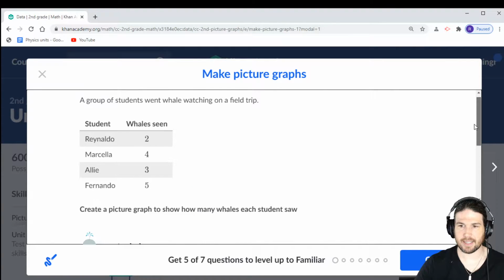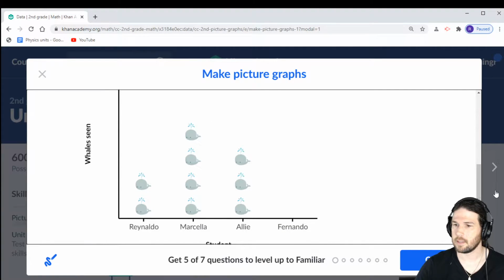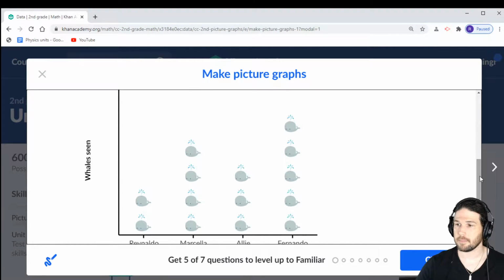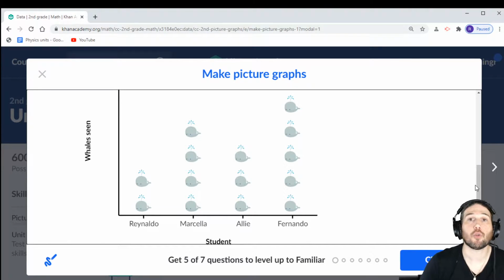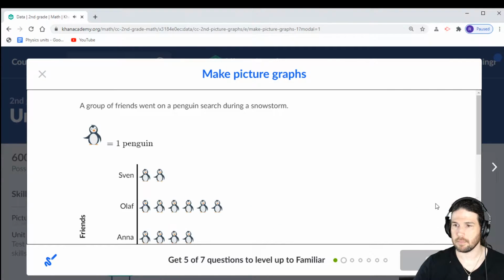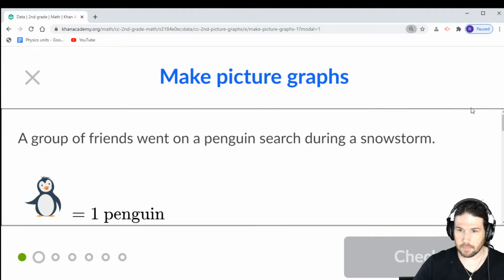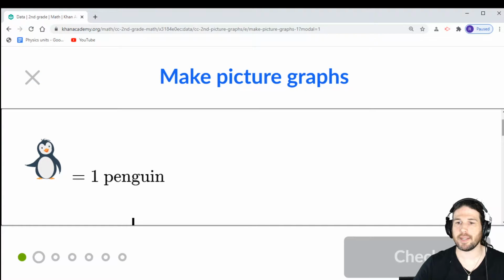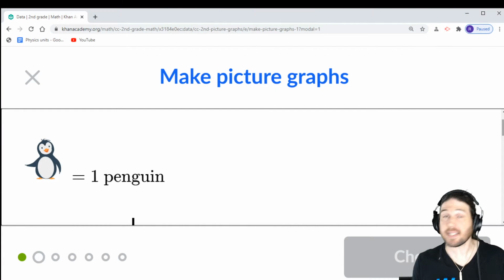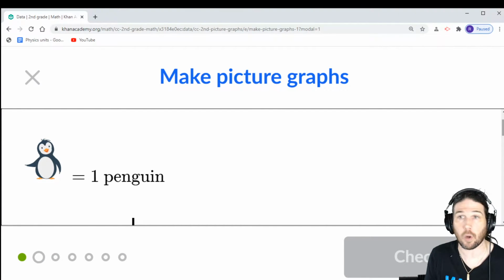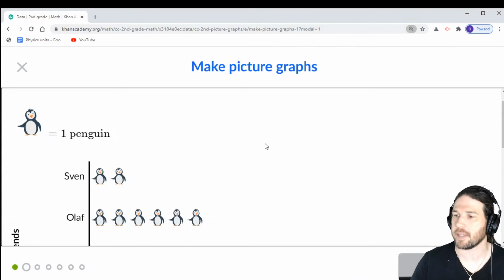How many did Ali see? Ali saw 3, which is here. And Fernando saw 5, which is up here. So this is a visual representation of what the 4 students saw. Now, this is important. We see that each picture of a penguin actually counts as 1 penguin. It doesn't have to, right? We could have 1 picture of a penguin represent a colony of 100 penguins if we wanted, but we're not doing that. We're making sure that each picture of a penguin is worth 1 penguin.